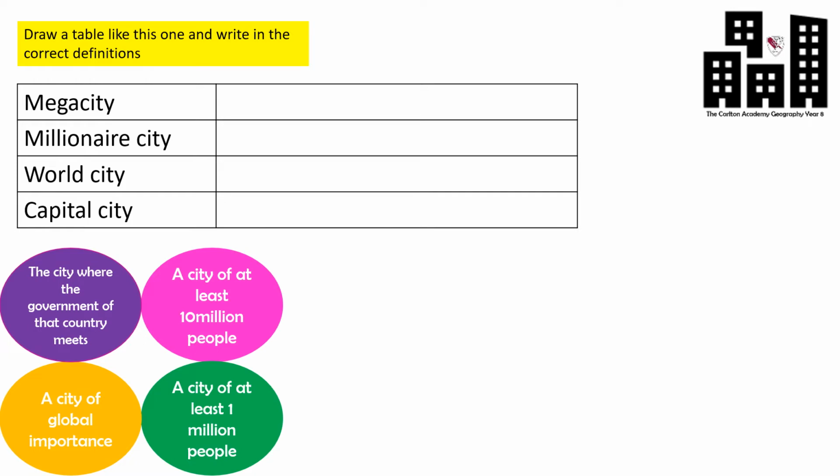Okay, so what I want you to do now is pause this video here, and you can write it as a table, or you can just write out the definitions for each one. But I want you to write down the 4 types or categories of city, and I want you to write down the correct definition next to it. So pause the video here, to give you a chance to write it down.